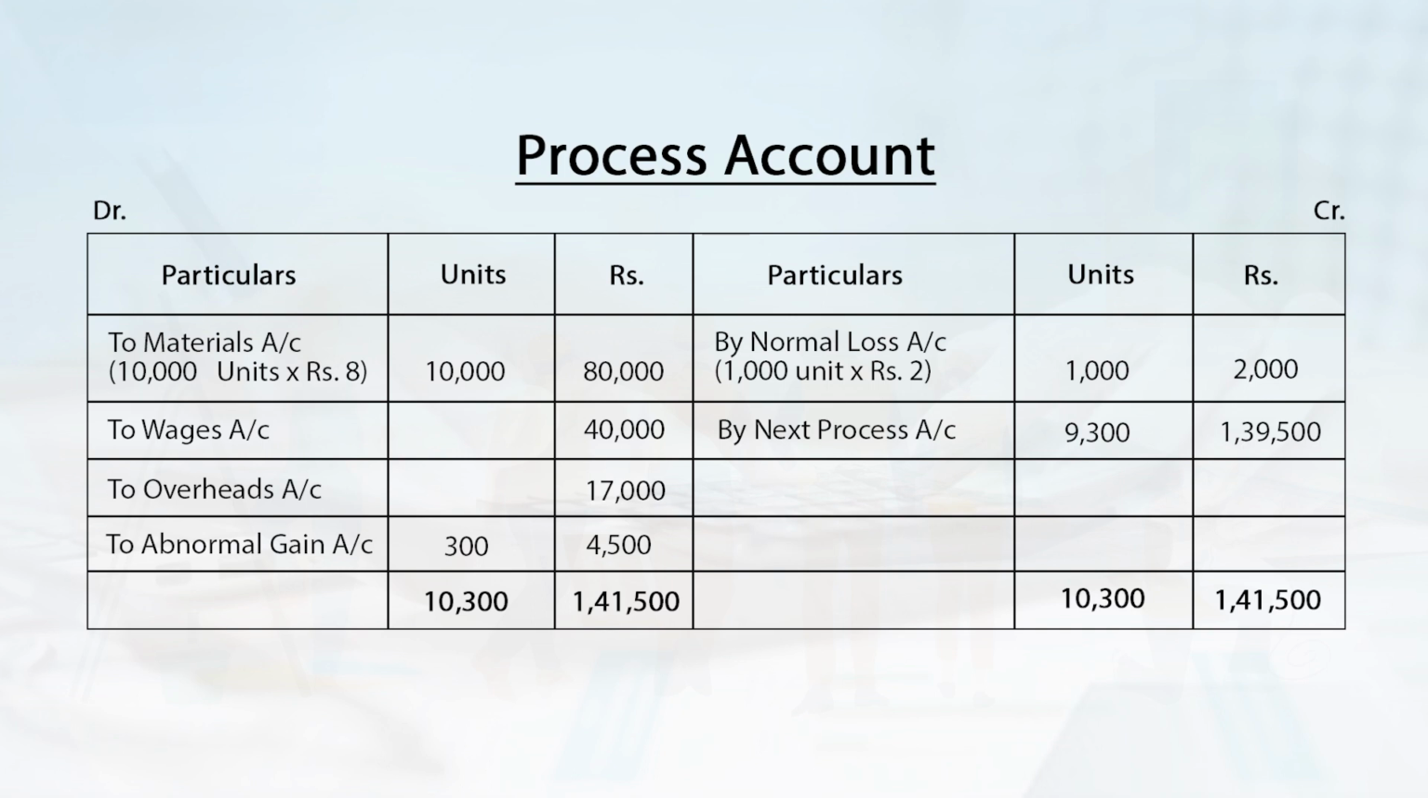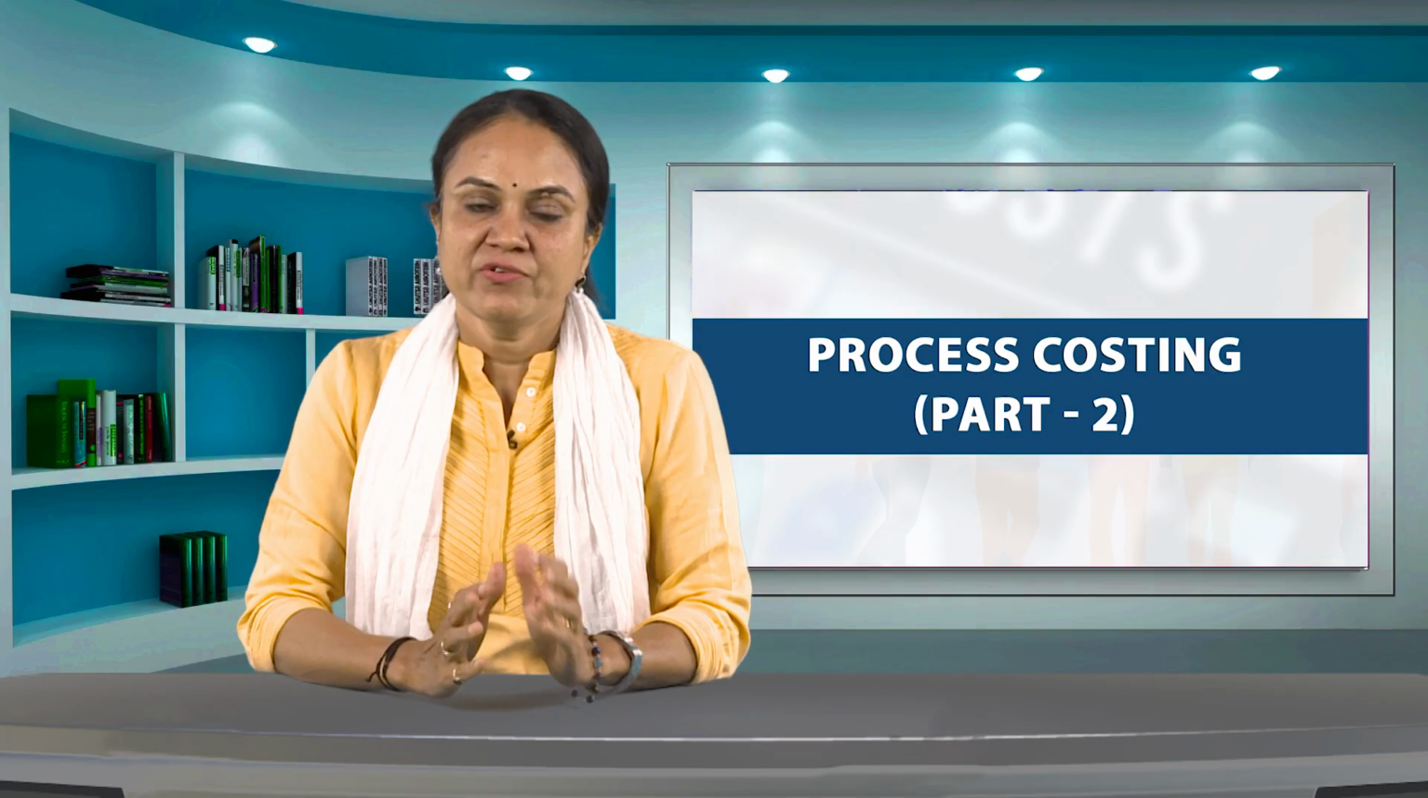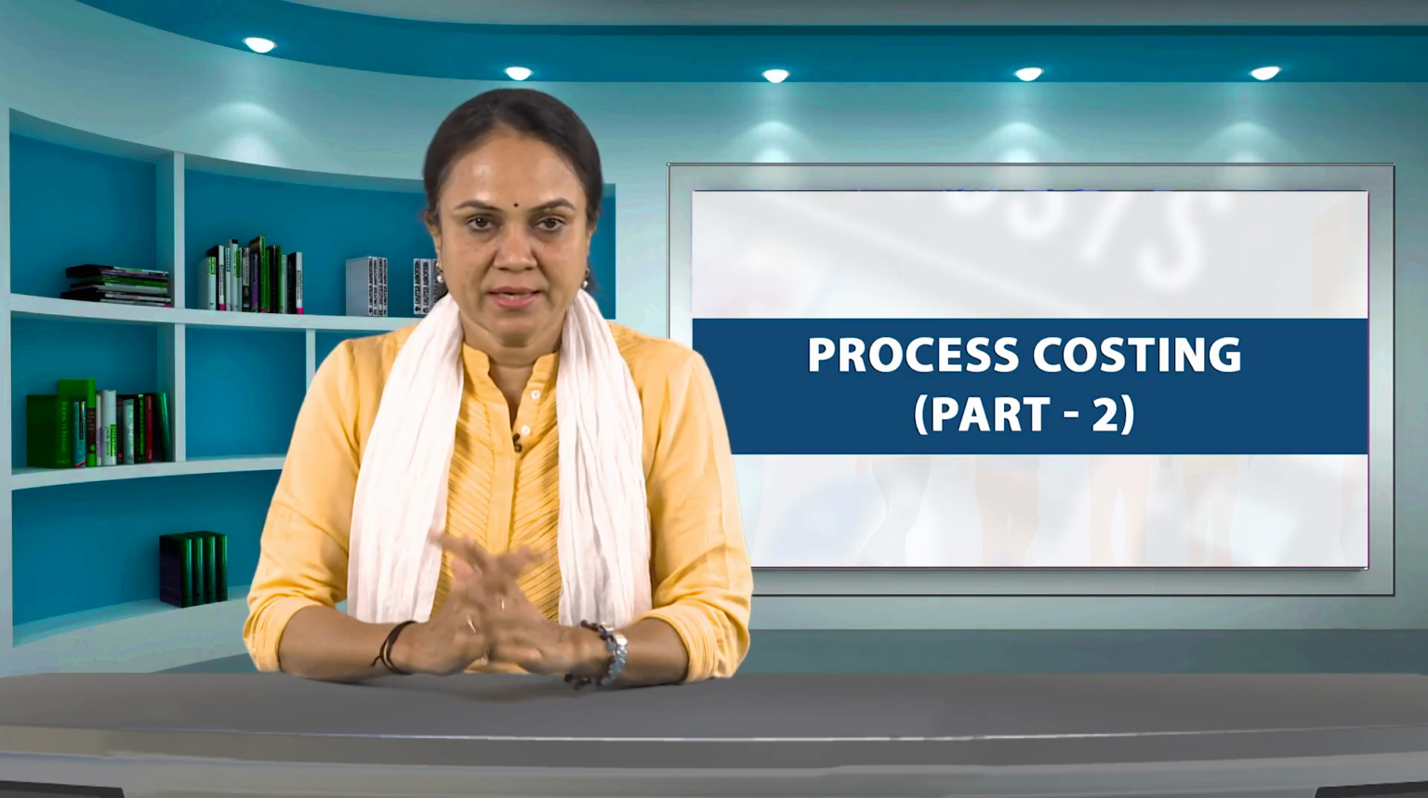And by next process account, units to be transferred is 9,300 units and its value is rupees 1,39,500. Here the difference is of 300 units, which is of abnormal gain. So, on the debit side we will write to abnormal gain account, units 300, and its value comes to rupees 4,500, and total on the debit side is rupees 1,41,500 and on the credit side is rupees 1,41,500. We will understand the computation of abnormal gain.